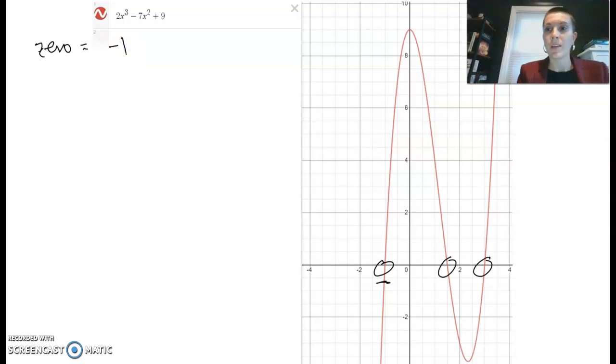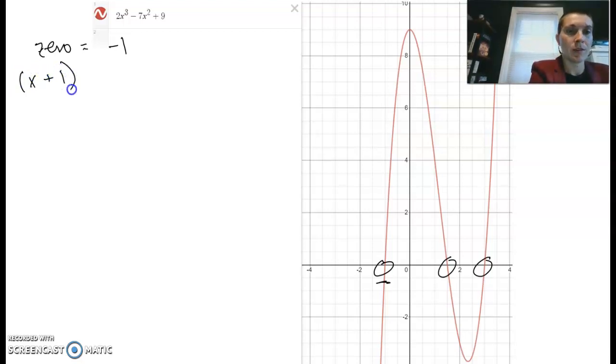Now, if one of my zeros is in fact -1, one of my factors of this polynomial is x plus 1. Use a thinking exercise to go through this, right? If my intercept is -1, I'm going to have to get that by setting x plus 1 equal to 0, moving 1 to the other side of the equation in which it becomes negative. So one of my factors is x plus 1.